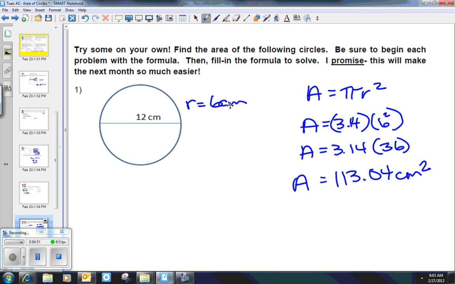squared, because we're taking centimeters times centimeters. When we square that, 6 centimeters, 6 times 6 is 36, and centimeters times centimeters is centimeters squared. And you will be able to use a calculator on these. So area equals 113.04 centimeters squared for this circle.